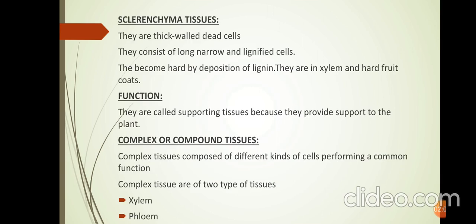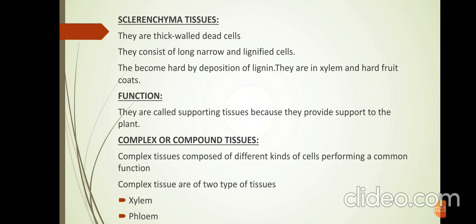Sclerenchyma tissues are thick-walled dead cells. They consist of long, narrow and lignified cells. They become hard by deposition of lignin. They are in xylem and hard fruit coats. Function: they are called supporting tissues because they provide support to the plant.